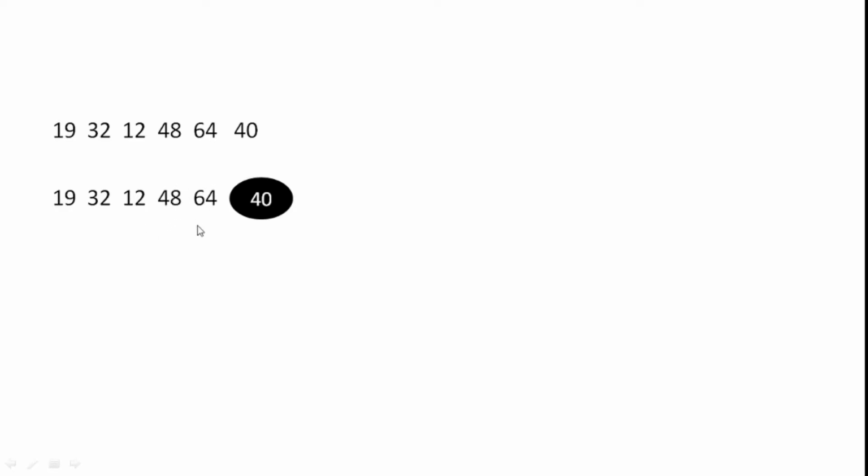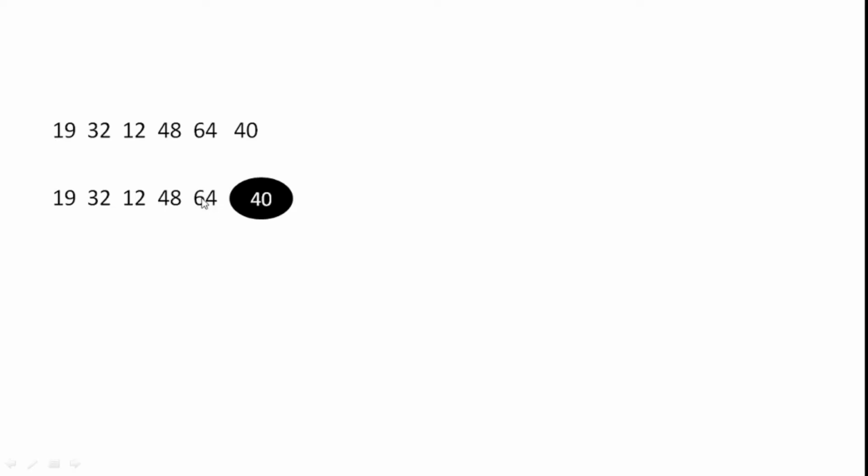The next element to be compared with 40 is 48. 48 is greater than 40, so we don't increment i, which is pointing at 12. We only increment j and compare the next element, which is 64. 64 is compared with 40 and is greater, and also we have reached n-1.